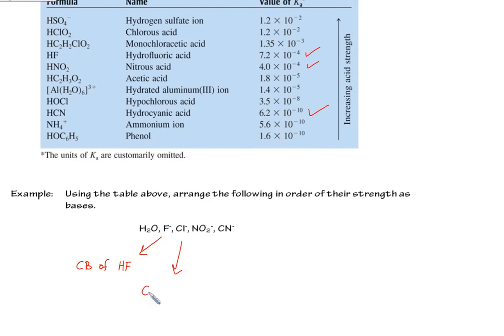Chlorine is the conjugate base of HCl. The nitrate is the conjugate base of the HNO2. And this guy is the conjugate base of the HCN, hydrogen cyanide. Okay, cool. So we have a couple options. We could do this qualitatively, or we could do this quantitatively. And again, I do want to compare K values, but now I want to think about them opposite, in order of strength as bases.